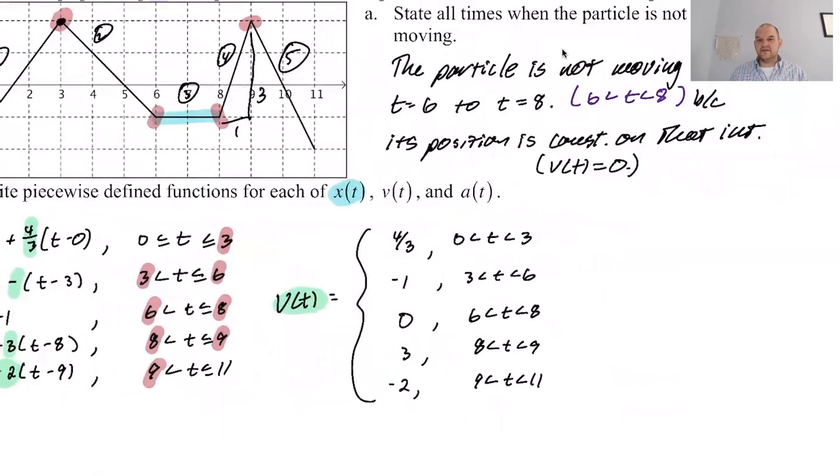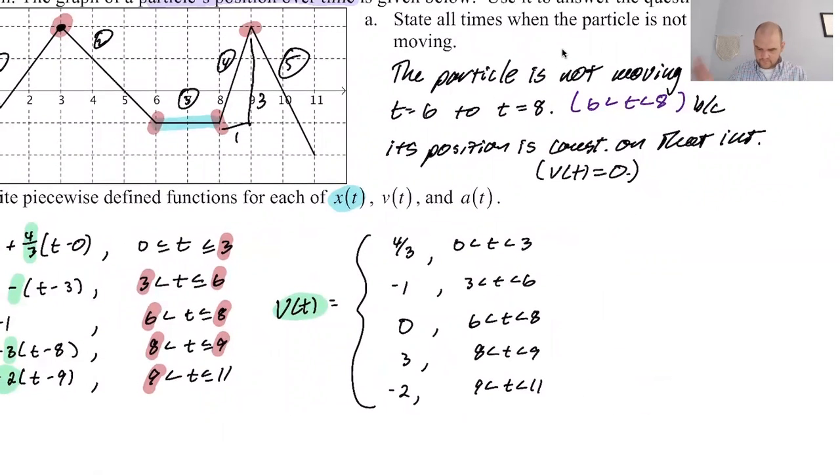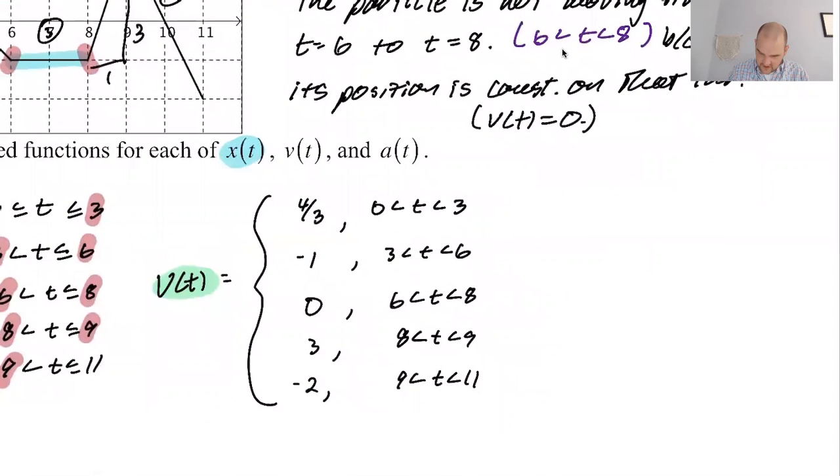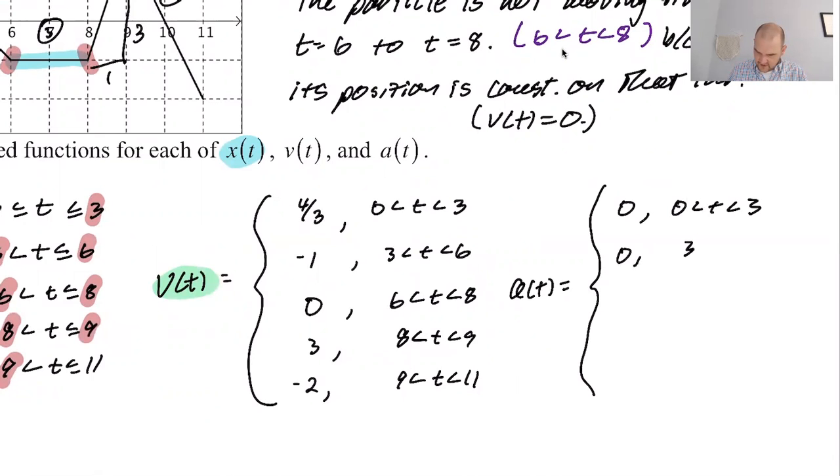Now, the acceleration. Well, if the velocity on each interval is constant, the derivative of a constant is 0, which means the acceleration is basically 0. But if the velocity doesn't exist at a point, the acceleration can't exist at that point. So this is a weird version of 0. So a of t is going to be equal to 0, but it's a piecewise function. So it's 0 between 0 and 3, and then it's 0 between 3 and 6.